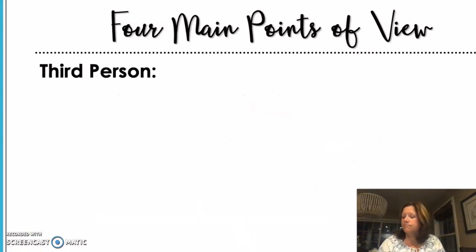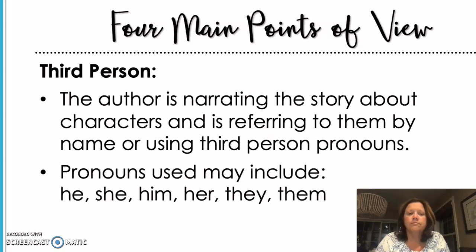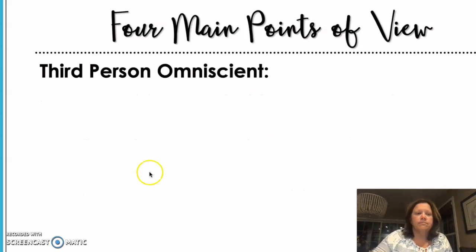Well, then we have third person. And third person is when the author is narrating the story about characters and is referring to them by name or by using third person pronouns. So pronouns that we might see here would be he, she, him, her, they, them, etc. Third person omniscient. Okay, so sorry, going back to that one, third person, the narrator is not part of the story. All right, the narrator's telling the story about other people.